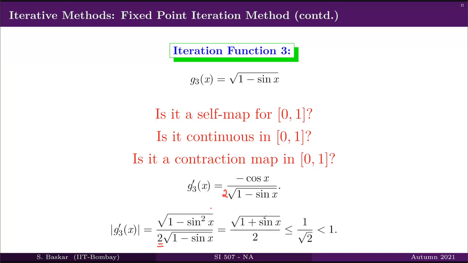And you can see that this is always less than or equal to 1 by root 2, because sine x is less than or equal to 1. You just use that fact to get this, and that is always less than 1. Therefore, |G'| is always less than 1, which shows that G3 is a contraction map.